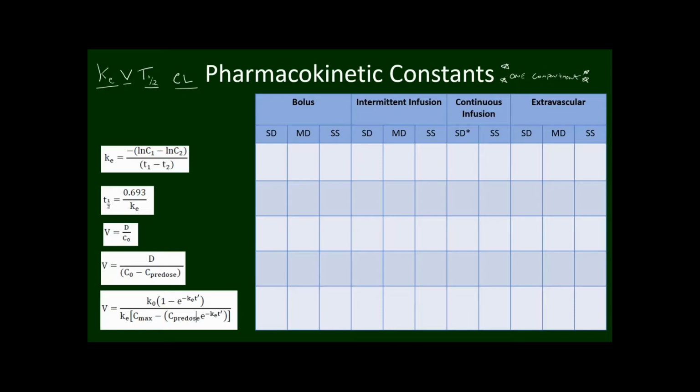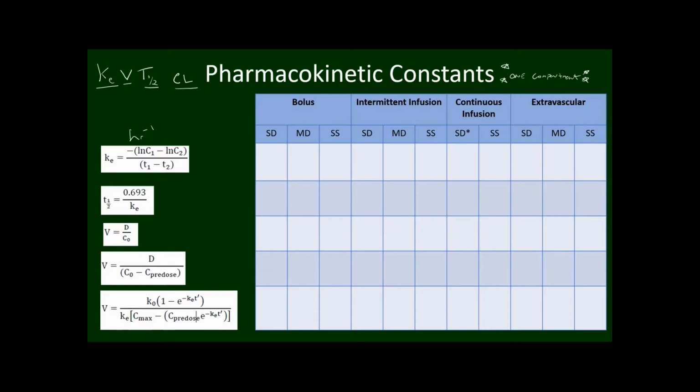So let's start with the first one here, the elimination rate constant, or KE. Generally you will see the units for KE in 1 over some sort of unit of time. Typically we write it out like hour to the negative 1. It could be minutes to the negative 1, but the most common we see is hour to the negative 1. Now, this specific equation is the natural log of a concentration at a time, so C1 matches with T1, a given concentration of a drug at a given time, minus the natural log of another concentration over another given time. And another key point to this equation is it is negative on top.